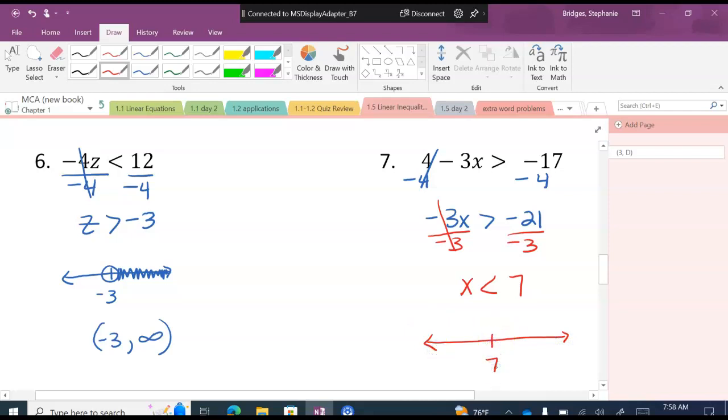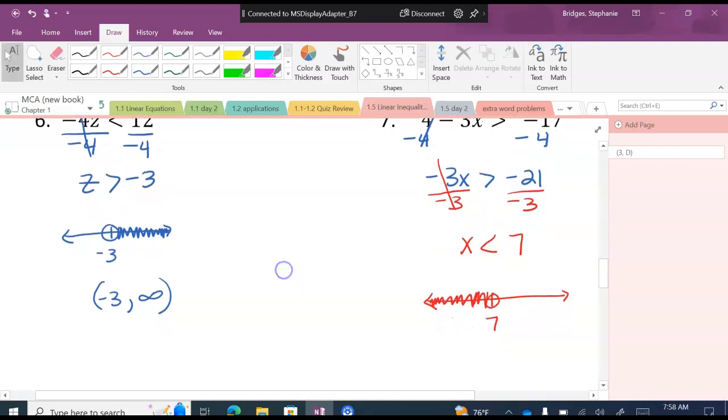Open or closed? Left or right? And then what would this interval notation look like? Parenthesis or square? Parenthesis. It's not equal to, so therefore it's just a parenthesis.